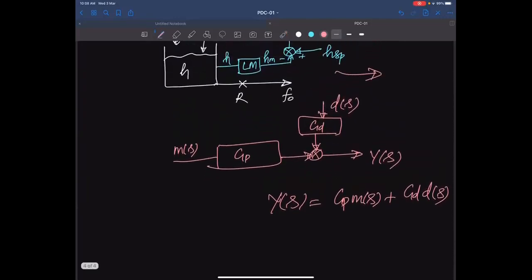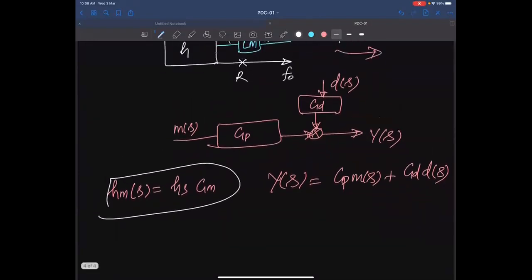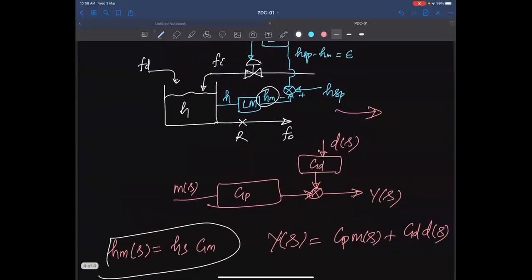H measurement of s equals H of s into Gm. For the measurement we have Gm, which refers to the transfer function of the measurement. This is the measured value Hm, and Hm is now compared with the set point, and we have the error coming.